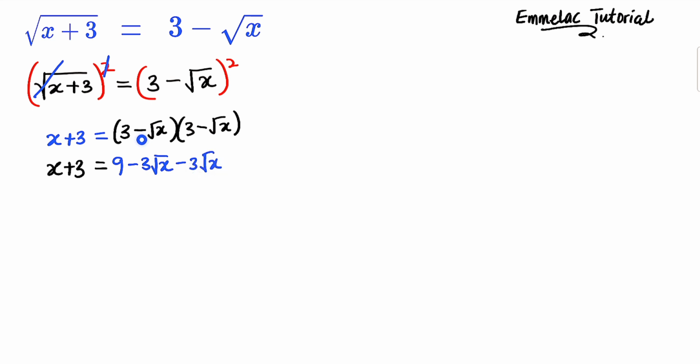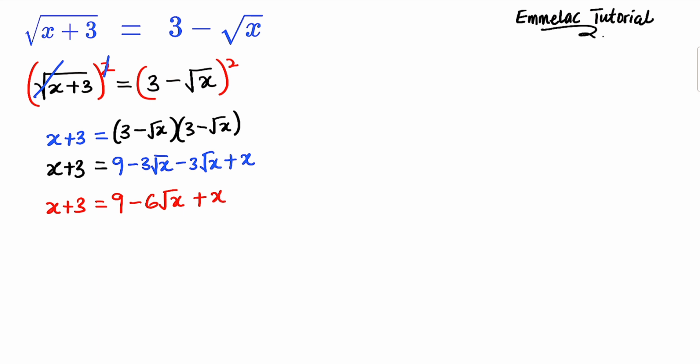The next one is negative square root of x times negative square root of x, that will give us positive x. Okay, so at this point we have x plus 3 equals 9. Now if we take a look at this, you see they're of the same term, so when we add them, we have negative 6 square root of x, then plus 3. Okay, let's collect like terms.